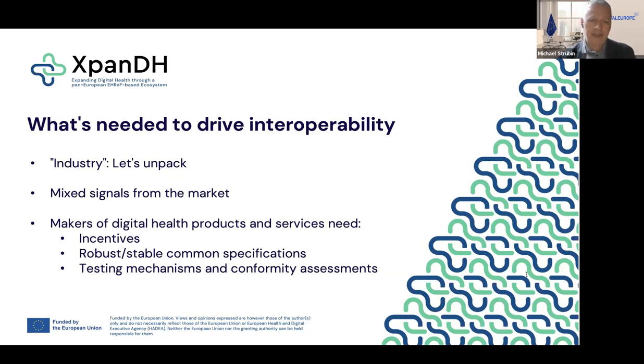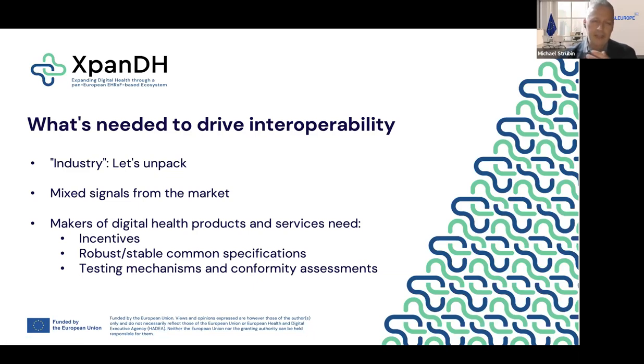Industry delivers what market demands, and the market has sent mixed signals. I talked already about the competing priorities, patient safety, efficacy and accuracy. Interoperability, of course, is further down the list. And so therefore, makers of digital health products and services need, first of all, incentives.